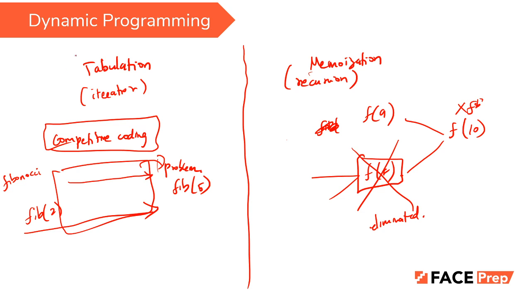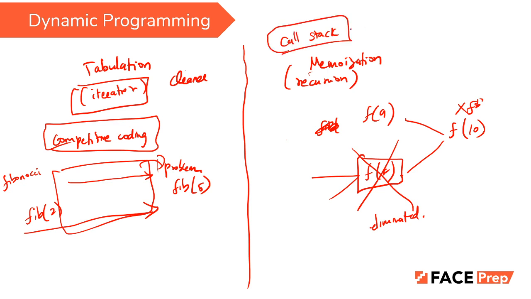But if you are solving interview problems, it's actually however you prefer it. When all things are the same, iteration is preferred because it is cleaner and simpler to understand. Recursion is slightly more complicated to understand, and recursion also builds the call stack, which we already spoke about. So this is the difference between tabulation and memoization in dynamic programming.